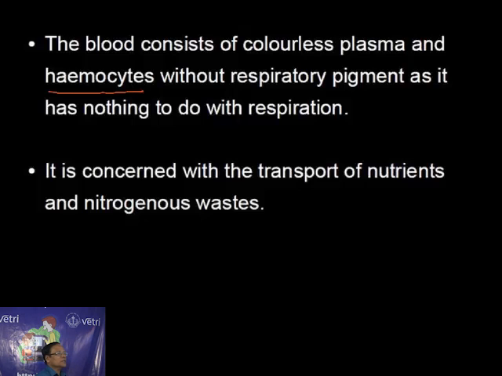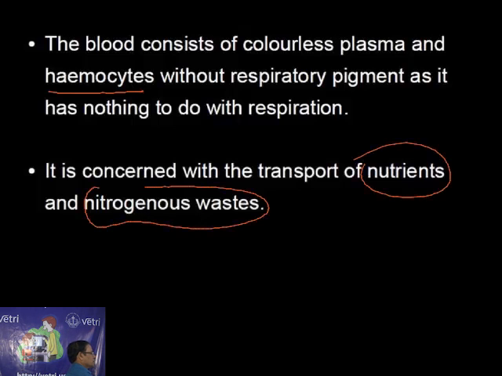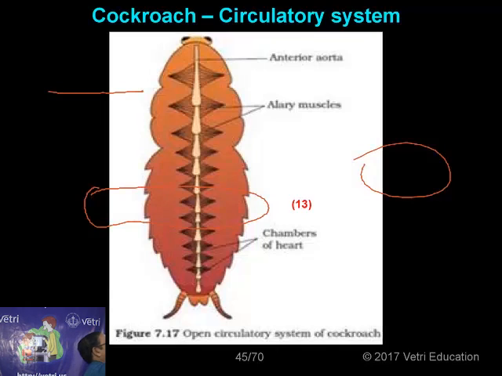So respiration here is called tissue respiration, and also direct respiration. There is no involvement of the circulatory system. Mainly the function of the blood is concerned with the transport of nutrients and waste products. Normally the waste product in cockroach is uric acid. You'll see this in the case of the respiratory system. So that's about the circulatory system.